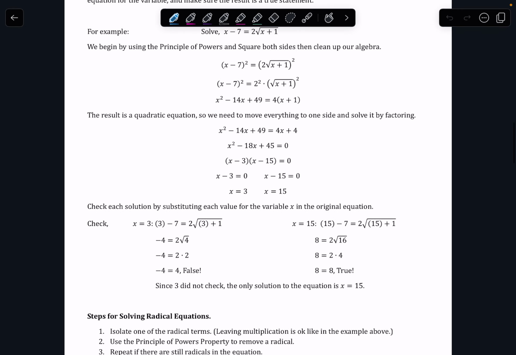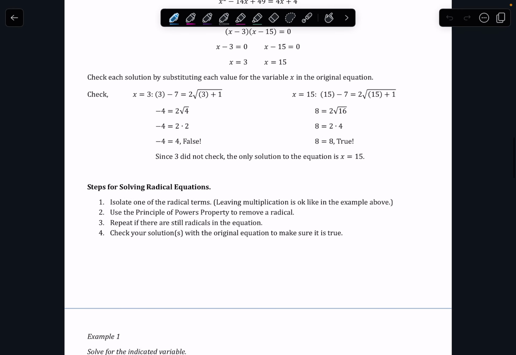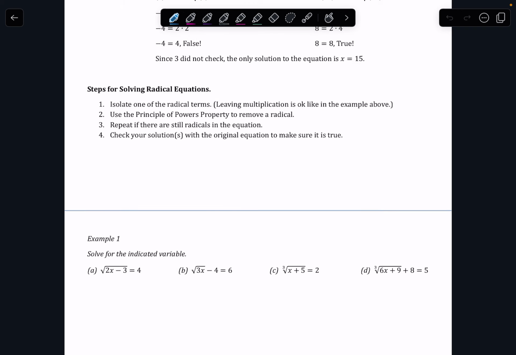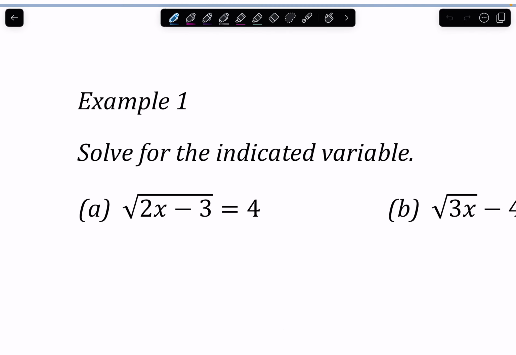I'm going to go ahead down to the additional examples to work through them. So there are your steps for solving your radical equations. All right, let's get going. First, make sure you know what type of equation you're dealing with. If it is an even root, you need to check your solutions for validity to make sure that they result in a true equation and not a false equation.